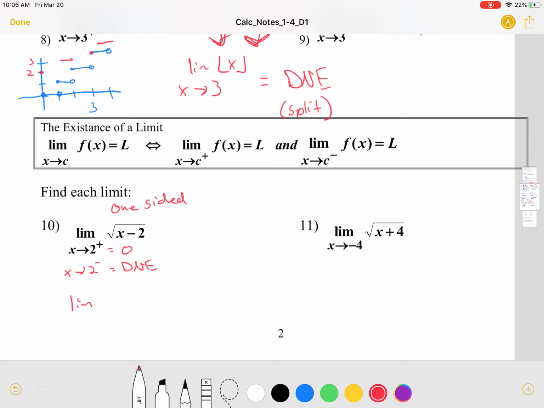Okay, so the limit of x to 2 does not exist. I'm going to rewrite that the proper way. The limit of x to 2, x minus 2.